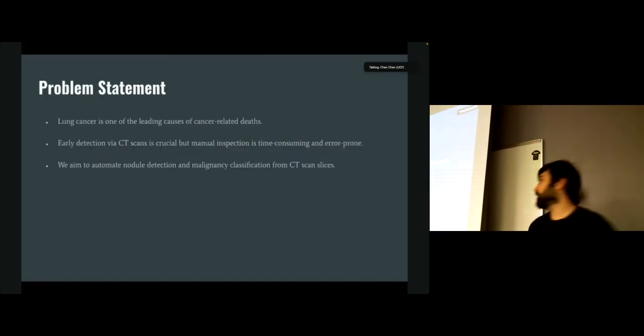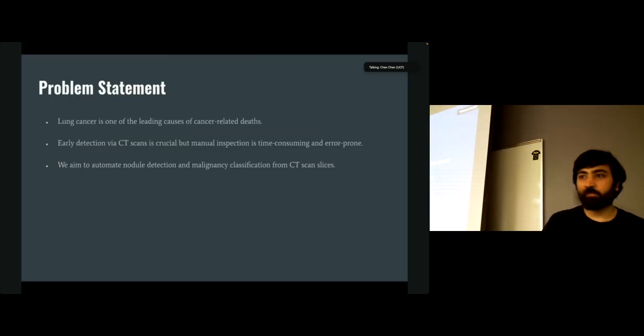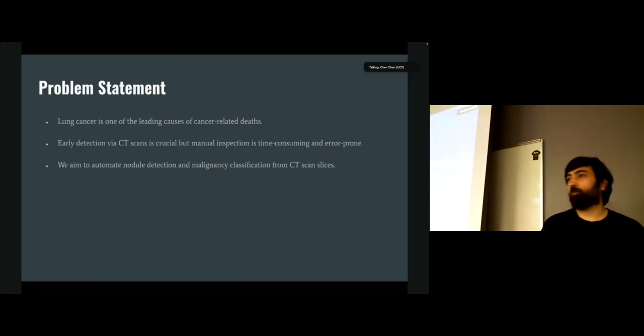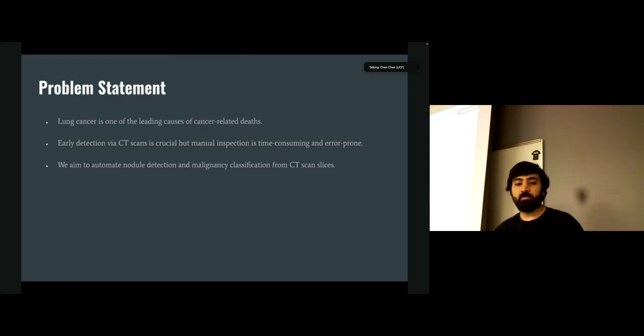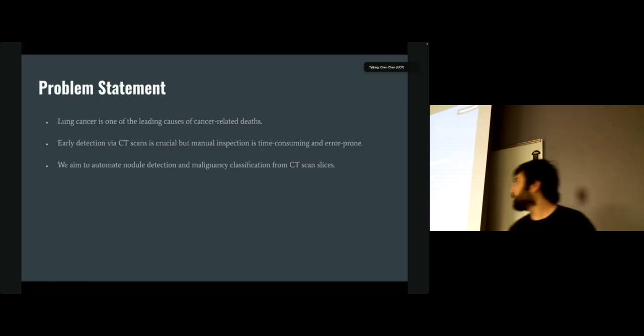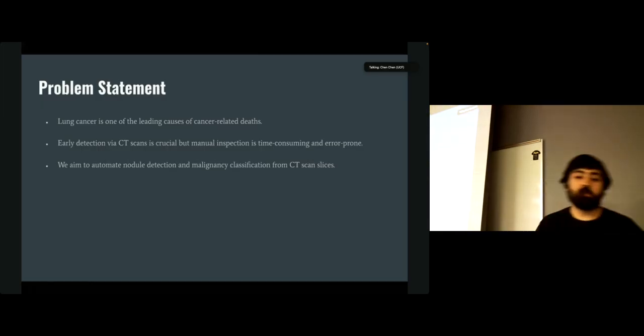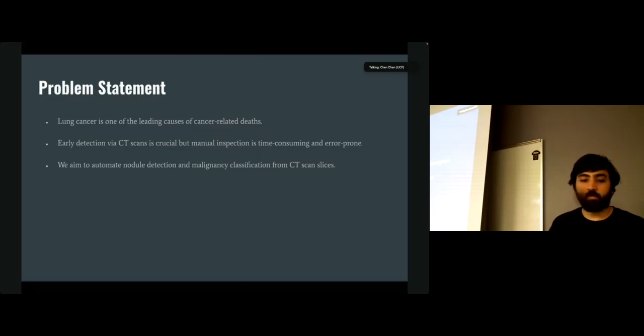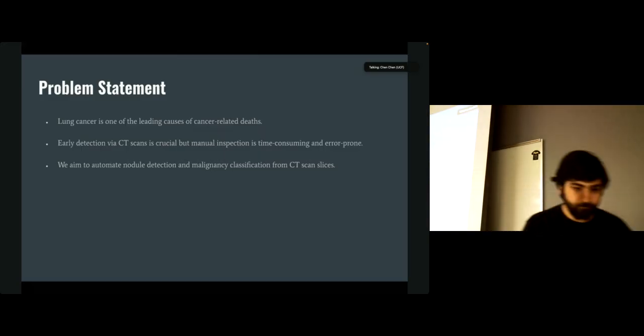The problem statement is actually pretty simple. Lung cancer is the leading cause of cancer-related deaths. Out of 5 people, 3 people die from lung cancer. That's why early detection of lung cancer is possible, and it's also very useful. The aim is to automate nodule detection and also to classify whether the detected nodule is malignant or not. Basically, is it cancerous or not?